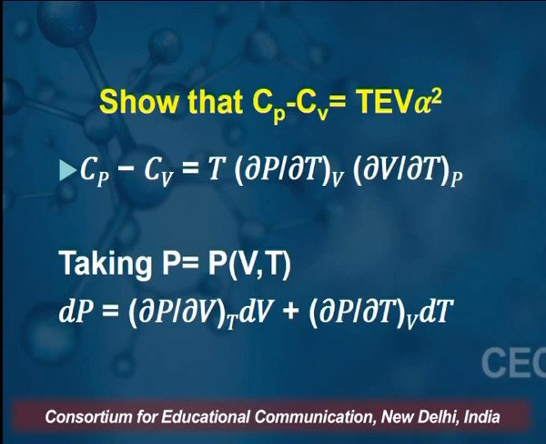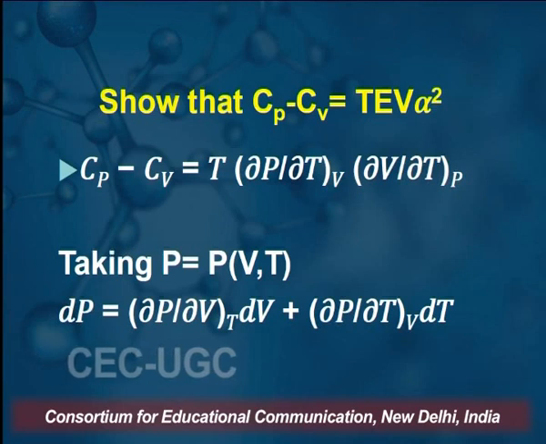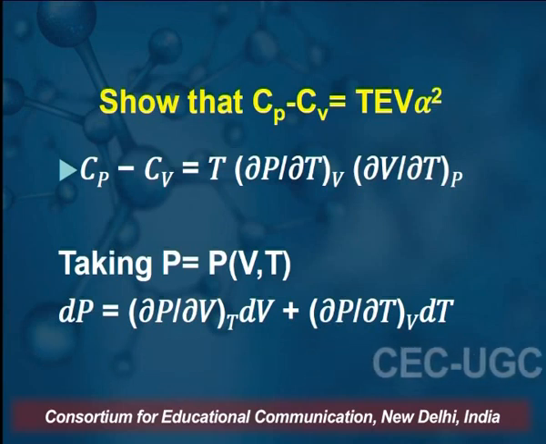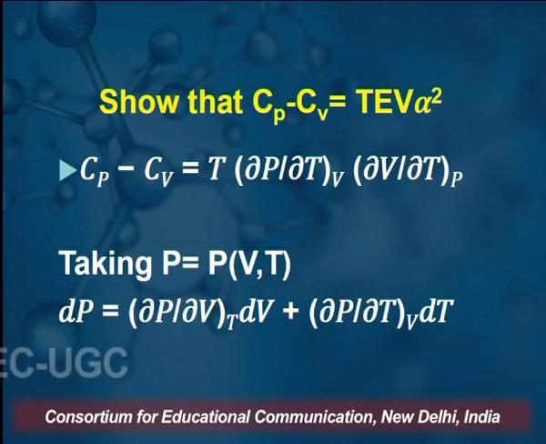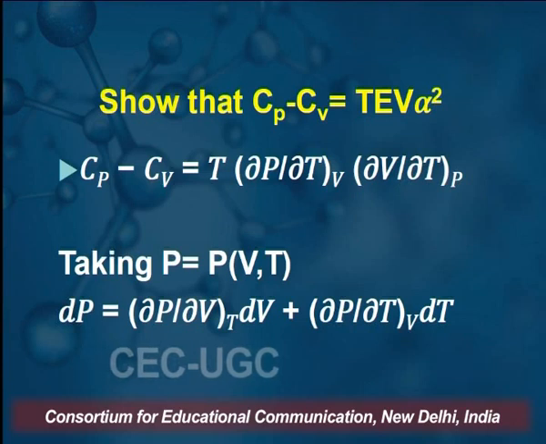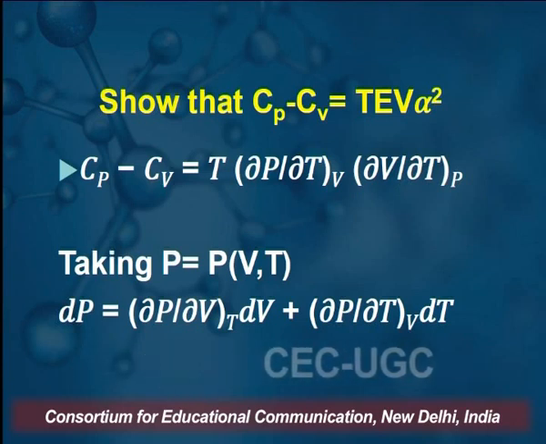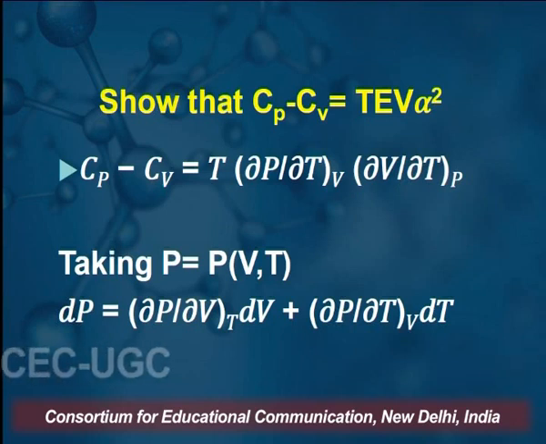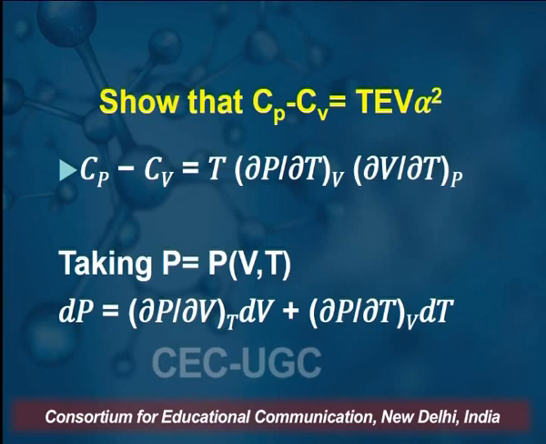Now let me move on to the second problem. This is again a very interesting problem. Show that Cp minus Cv is equal to T E V alpha square. T is the temperature, E is the elasticity, V is the volume, alpha is the coefficient of volume expansion.